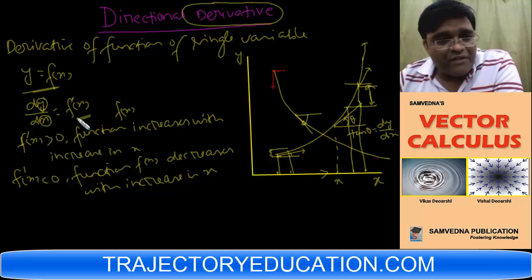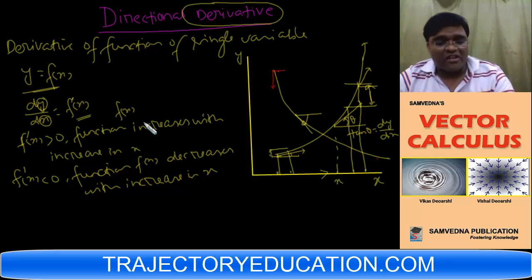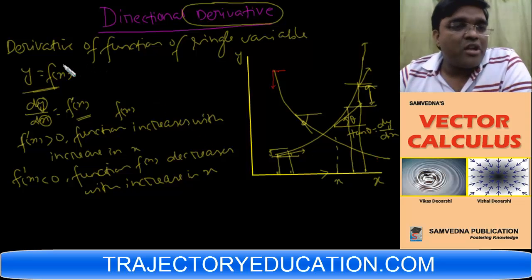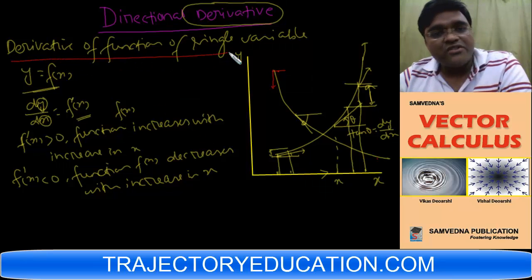So the magnitude of f dash x gives you an idea about the rate at which the function increases when x is increasing, or the rate at which the function is decreasing with an increase in x. The magnitude of f dash x tells you how high the rate is at which the function is increasing or decreasing, whereas the sign tells you whether the function is increasing or decreasing with the increase in x. This is what we mean by the derivative of a function of a single variable.